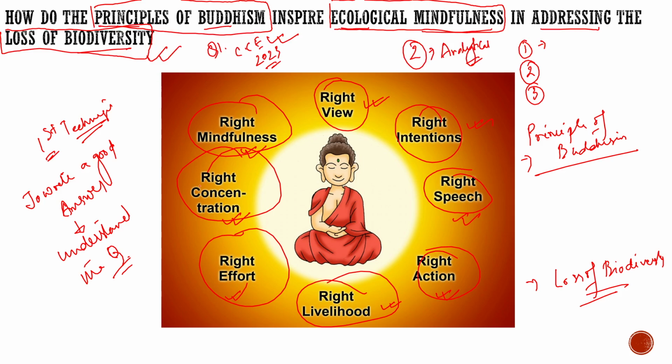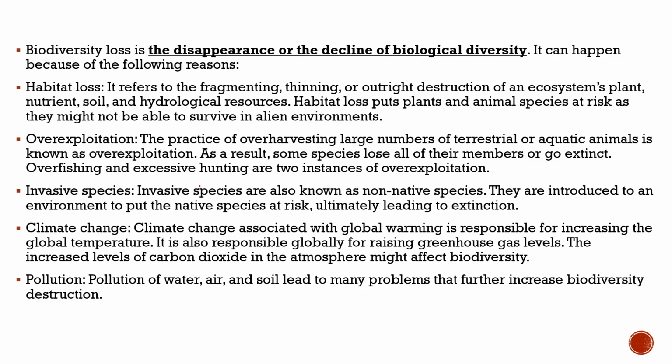Next, the next important keyword is loss of biodiversity. Now, in loss of biodiversity, we have what? Habitat loss, overexploitation, invasive species, climate change, and pollution. Isn't it? These are the problems associated with biodiversity.